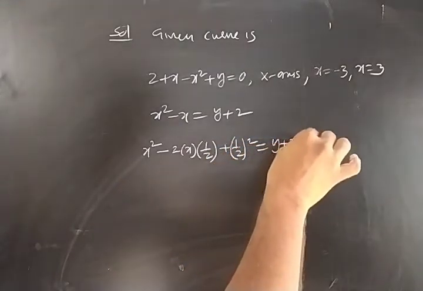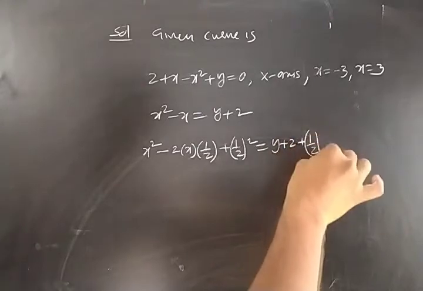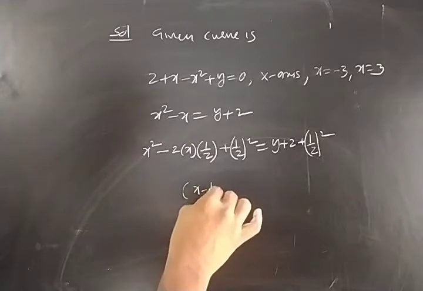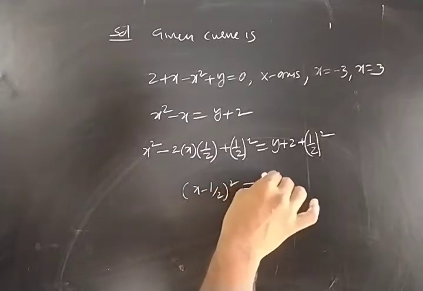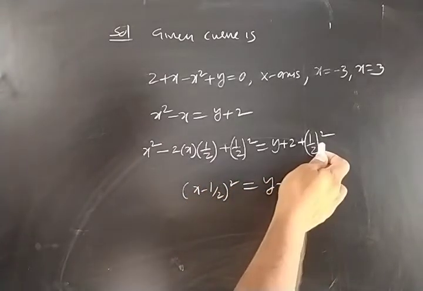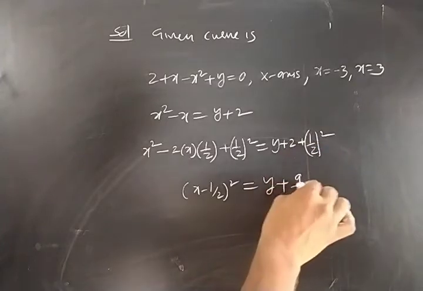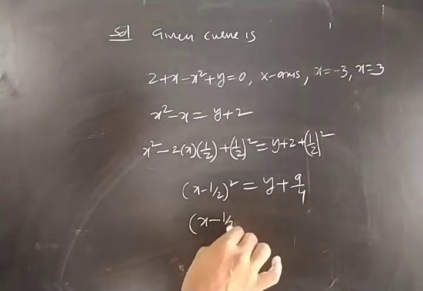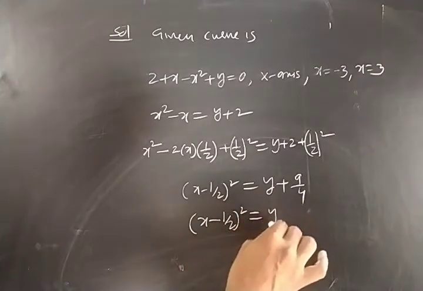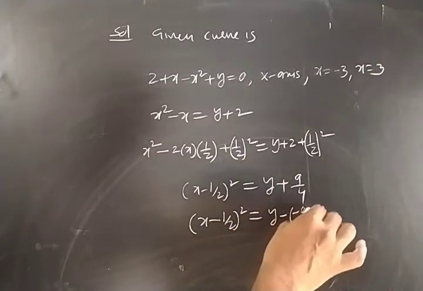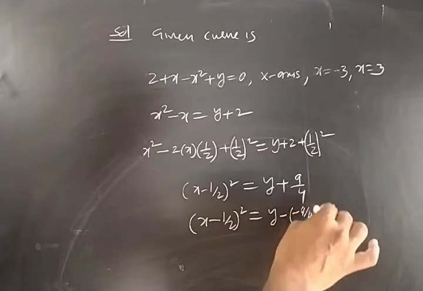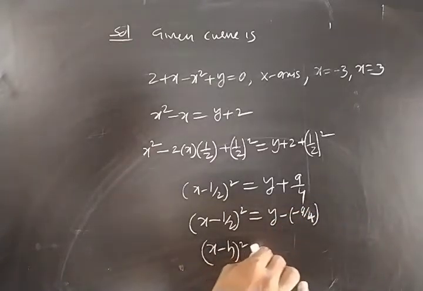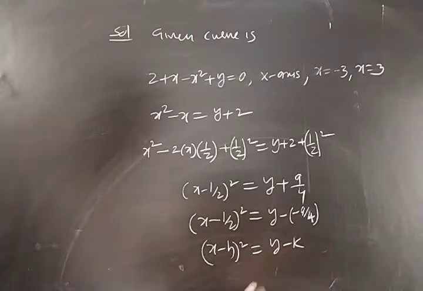y plus 2 plus 1 by 2 whole square. Okay. So in place of this, we can write x minus 1 by 2 whole square. And here y plus 9 by 4. So we can write this in standard form: x minus 1 by 2 whole square equals y minus of minus 9 by 4. So it is in the form of x minus h whole square is equal to y minus k.